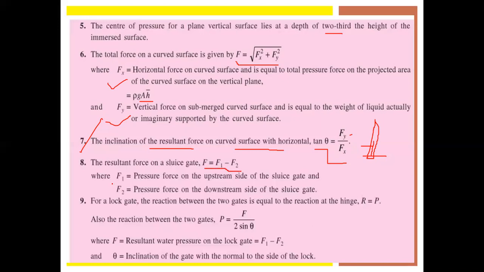Where F1 is the pressure force on the upstream side, and F2 is the pressure force on the downstream side. For lock gates, the pressure value P is equal to F by 2 sin theta, where F is the resultant water pressure, F1 minus F2, and theta is the inclination of the gate with the normal to the side of the lock.